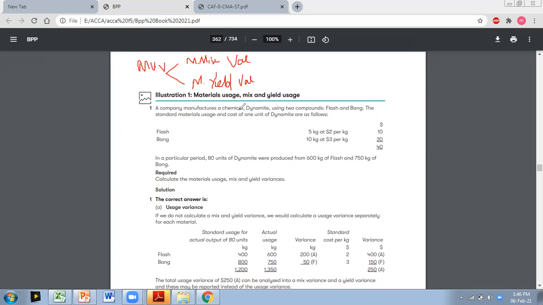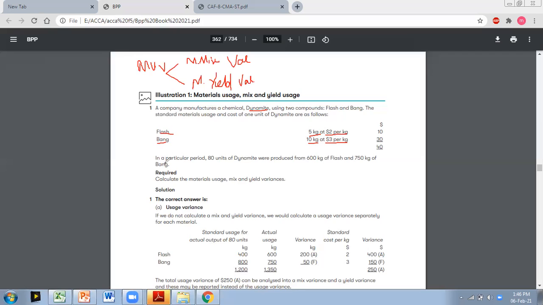A company manufactures a chemical dynamite using two compounds, flash and bang. The standard material usage and cost of 1 unit of dynamite are as follows: flash 5 kgs at the rate $2 per kg, and bang 10 kg at the rate $3 per kg. These are the standard rates that they use. In standard, they use 5 kgs of flash and 10 kgs of bang to make a chemical dynamite.